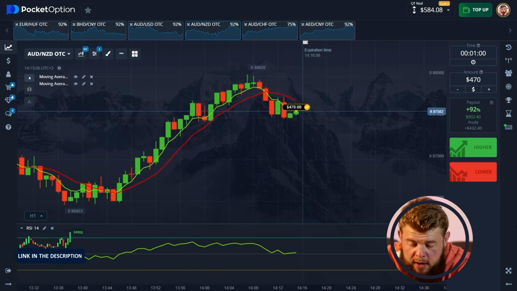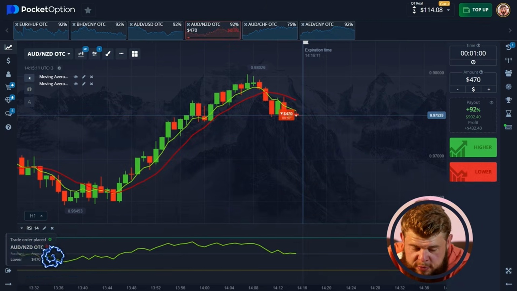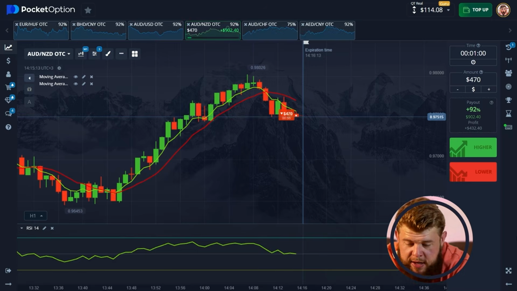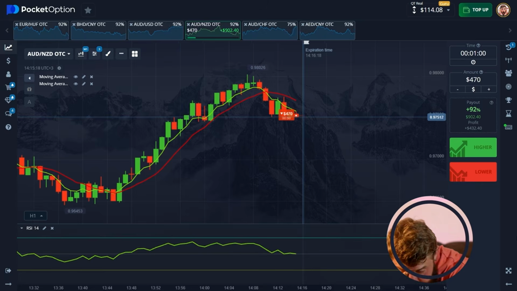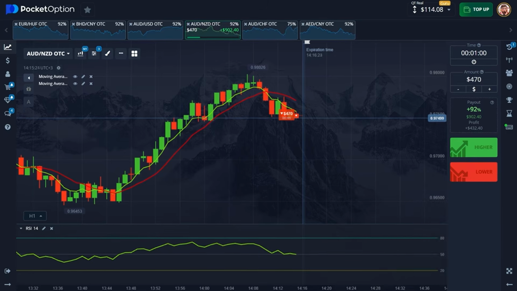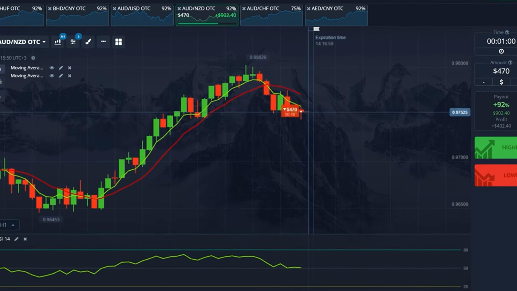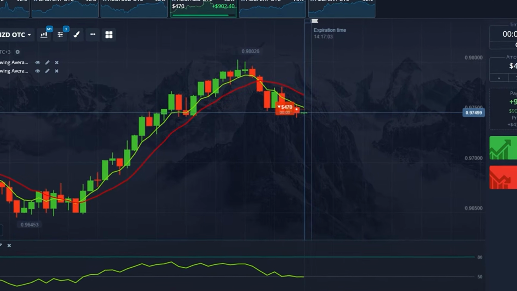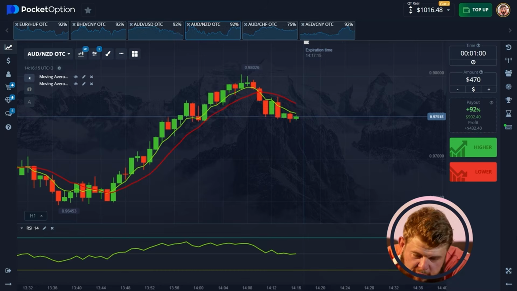Okay, my friends, while I was talking, we have closed this trade in a draw. Now let me open one more sell position, the same one absolutely, because I am like 100% sure in this trade. Now we have $1,016 on the account and we are ready to move forward.